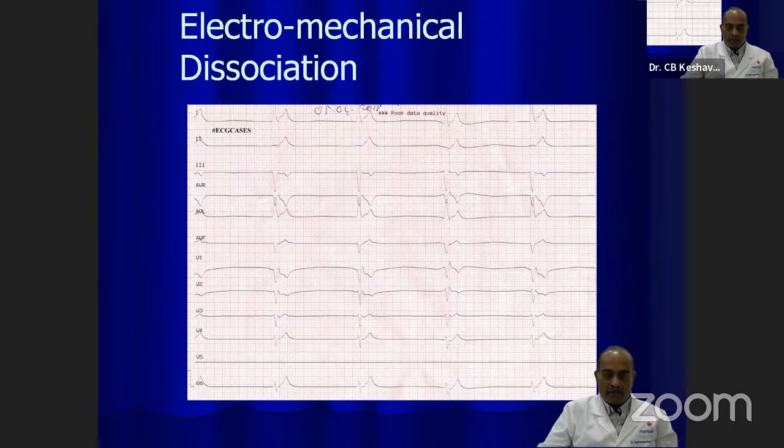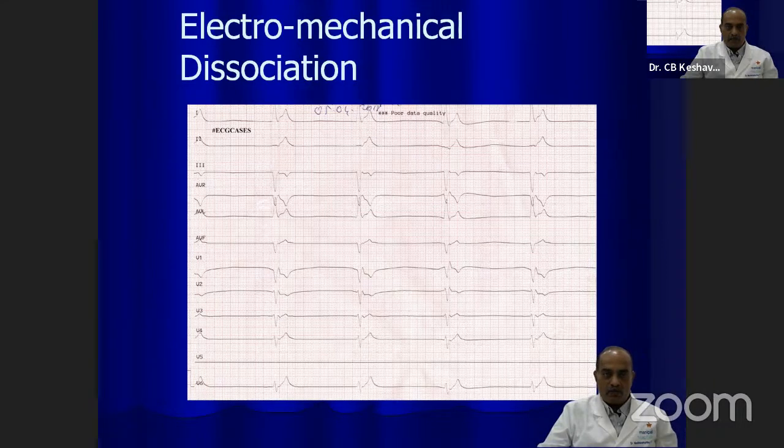This is an arrhythmia called electromechanical dissociation, where you see some electrical activity. It does not resemble any of the normal QRS complexes. There is no preceding P wave. It is slow, usually about 20 to 30 beats per minute, and it may be irregular or regular. So this we call an idioventricular rhythm or an electromechanical dissociation.